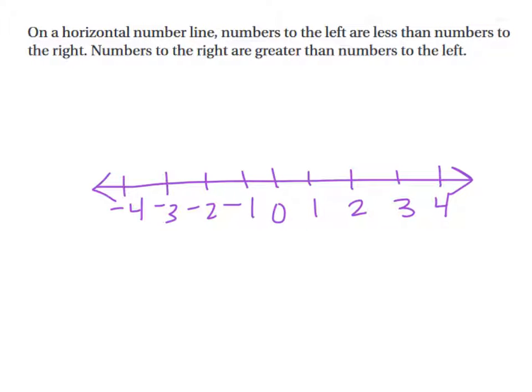On a horizontal number line, numbers to the left are less than numbers to the right. Numbers to the right are greater than numbers to the left. So if you're trying to compare two numbers, sometimes it can help to just plot them on the number line, because I know that numbers to the left are going to be less than numbers on the right. Sometimes it helps even if you're trying to plot fractions or decimals.